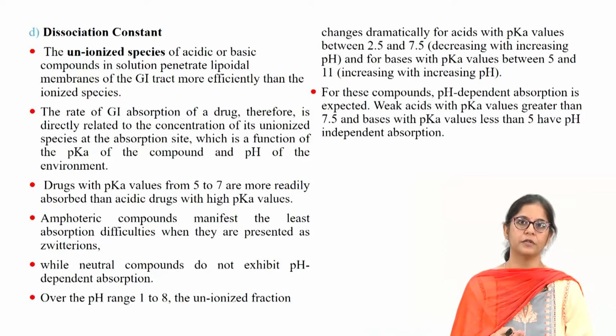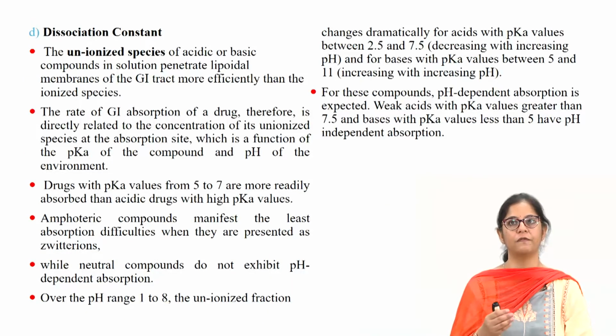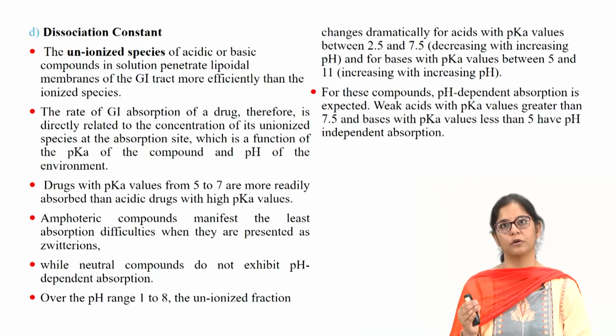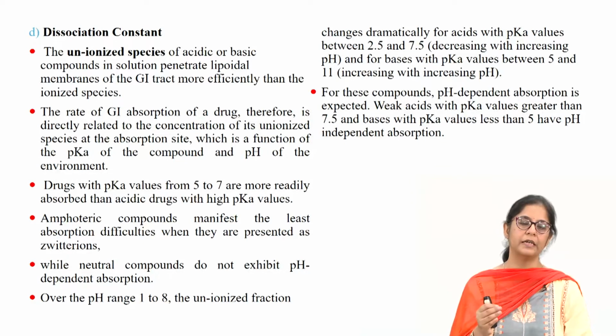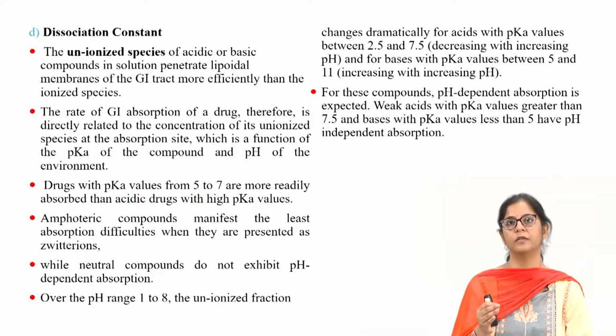Dissociation constant. Now, the unionized species of acidic or basic compounds in solutions penetrate lipoidal membranes of the GI tract. So, only unionized species are able to transport across the membrane. The rate of GI absorption of a drug is directly related to the concentration of the unionized portion of the drug at the absorption site.